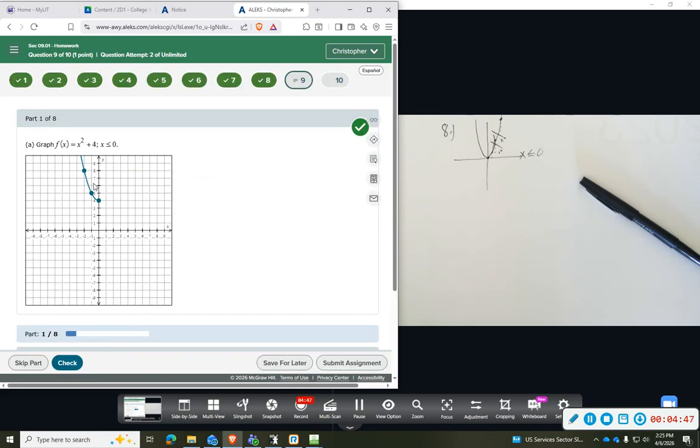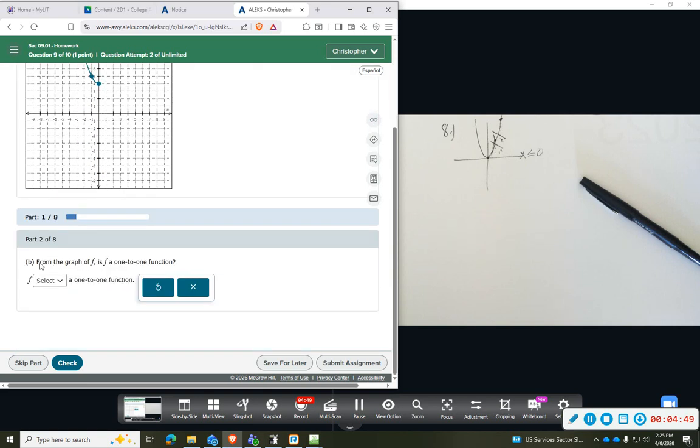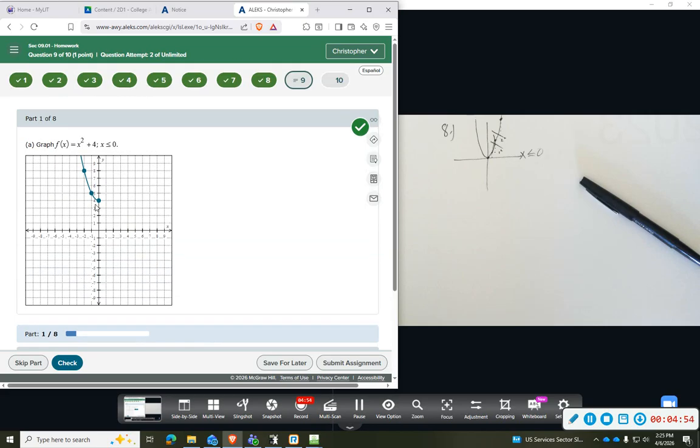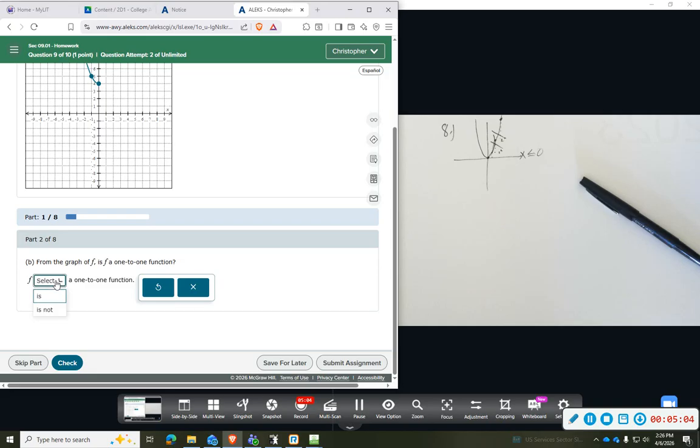All right, so once we have our graph, it says from this graph, is it a one-to-one function? All right, so now that we've cut that right side off, if I do a horizontal line, it only crosses once. If I do a vertical line, it only crosses once. So it is a one-to-one function.